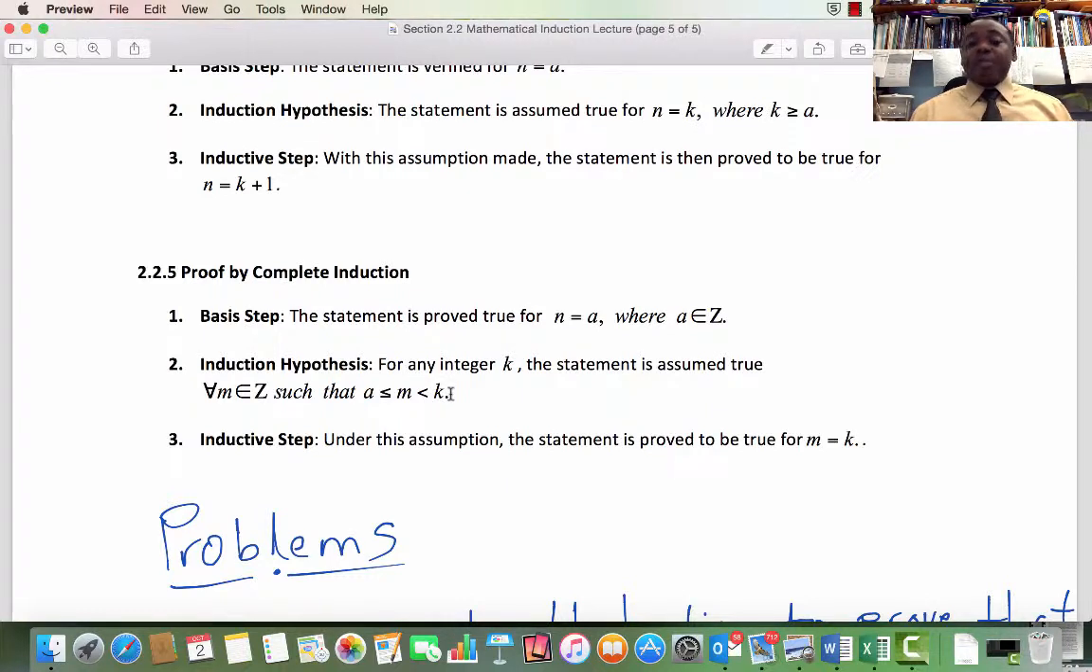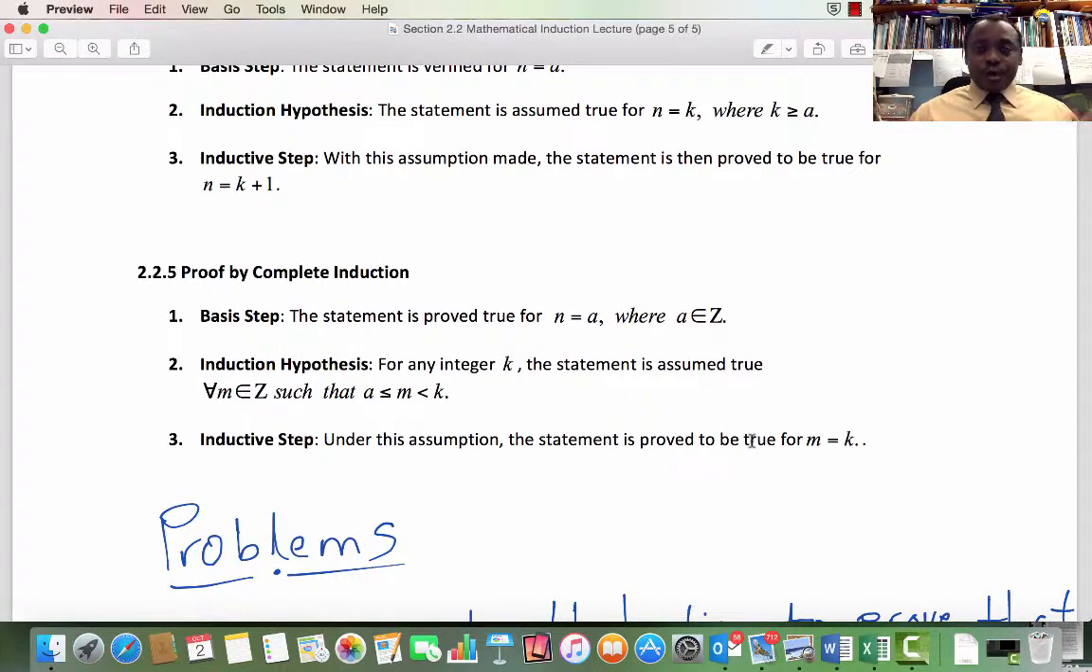And then we proceed to the inductive step. Using the assumption above, we prove or we verify that a statement is true for m equals k. If that happens, then we conclude that our statement as defined is true for every integer n. That is known as complete mathematical induction.